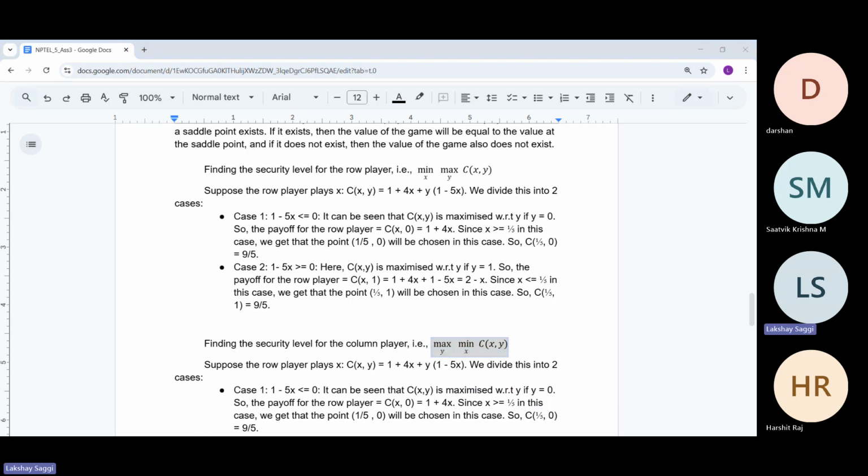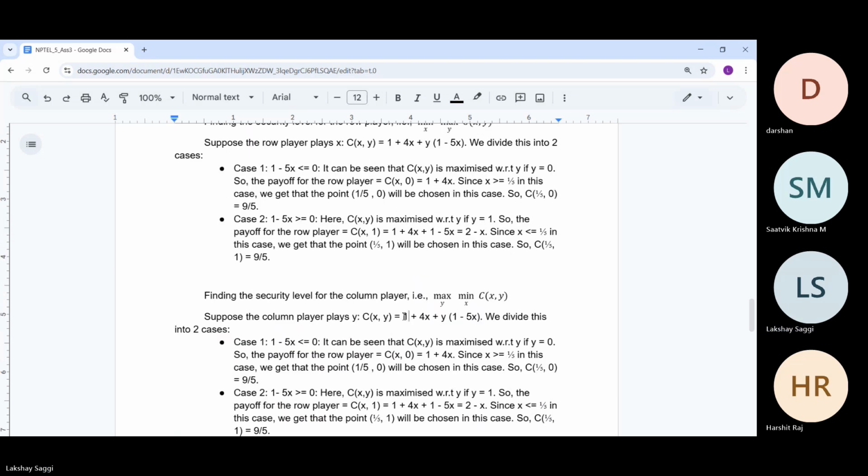And now we want to do this kind of a thing. We'll have to see this with respect to what the column player is playing. So I'm just copying the template and then changing the relevant values. Suppose the column player plays y. Earlier we tried to write everything in terms of x, but now I'll prefer to write it in terms of y, because now the column player is going first and then the row player will be playing, right? So if the column player picks something like y, then I can write the expression as something like this.